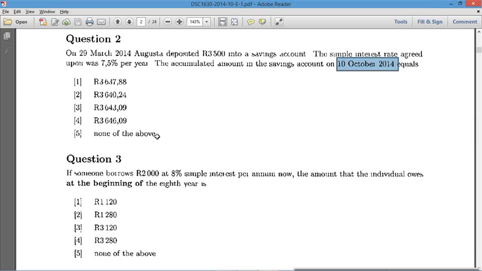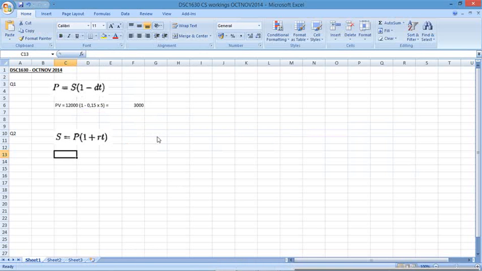So if you deposited into a savings account, that would have been the present value. Okay, so your S or your future value is going to equal the 12,000, open brackets, the 1 plus the rate, which in this case was 0.075. Okay, open bracket, and I need to put my time.